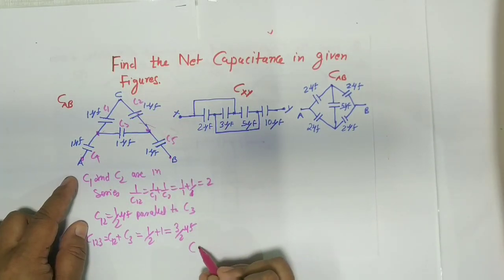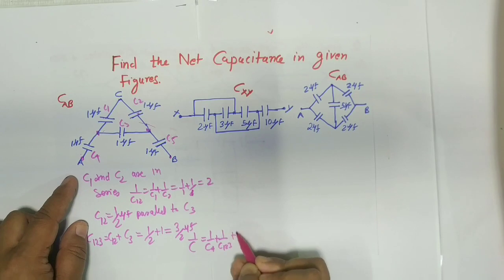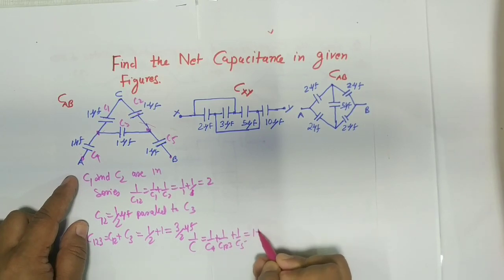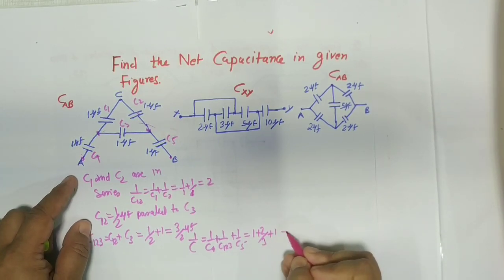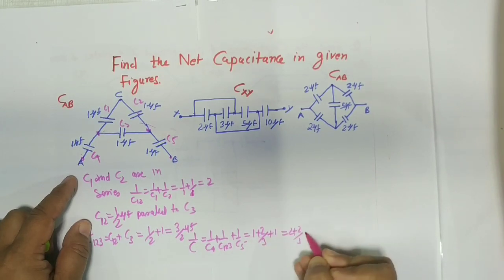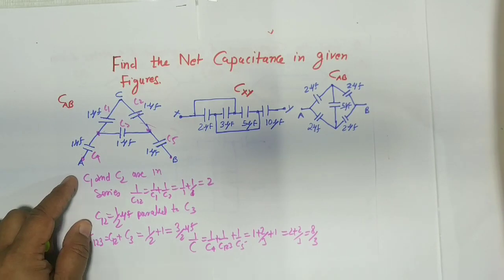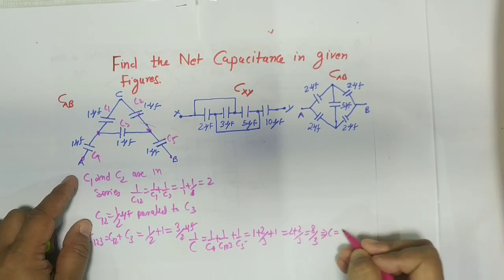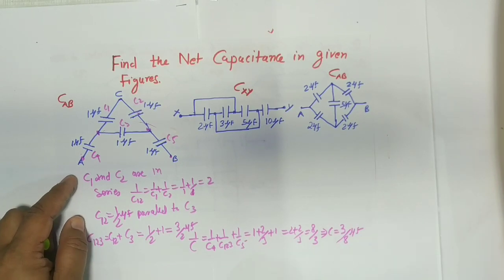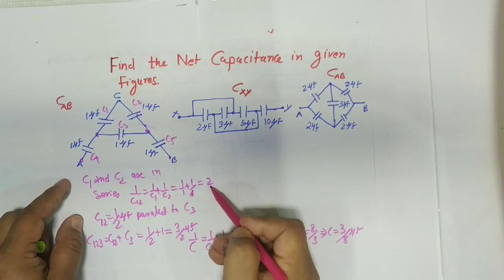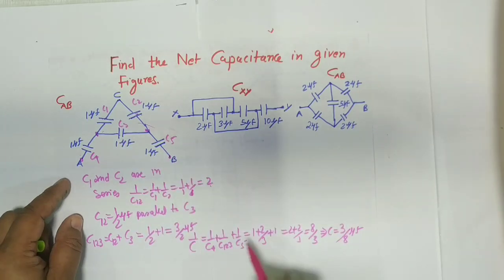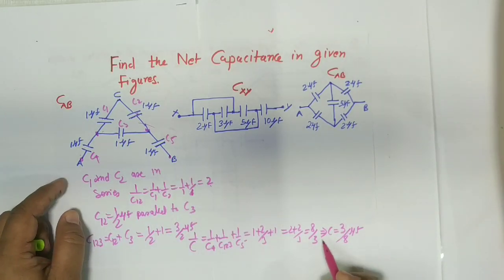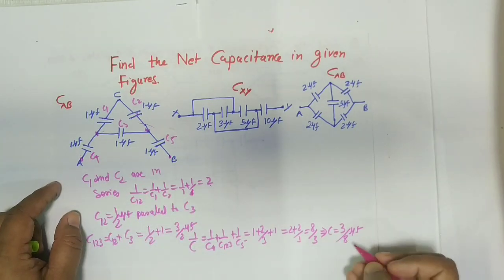So the net capacitance: 1 by C equals 1 by C4 plus 1 by C123 plus 1 by C5. So can I write 1 plus 2 by 3 plus 1? If you solve it, 1 plus 2 by 3 plus 1, it is 8 by 3. So solving it, the reciprocal is 3 by 8 microfarad. Again repeating, 1 and 1 become 2, so the reciprocal is half; half and 1 become 3 by 2, then its reciprocal 2 by 3, plus 1 gives 8 by 3, and the reciprocal is 3 by 8. So CAB is 3 by 8 microfarad.